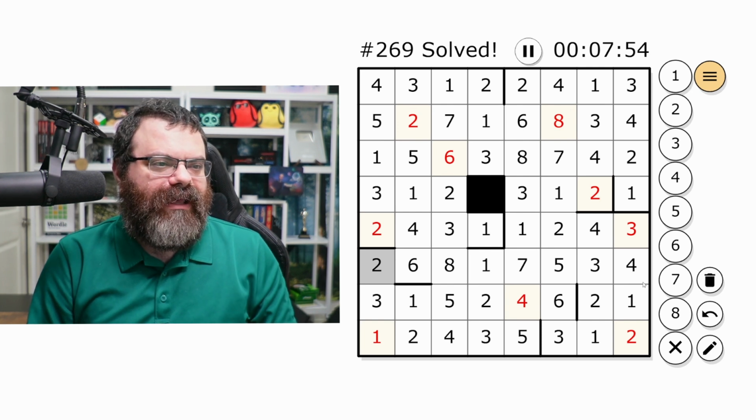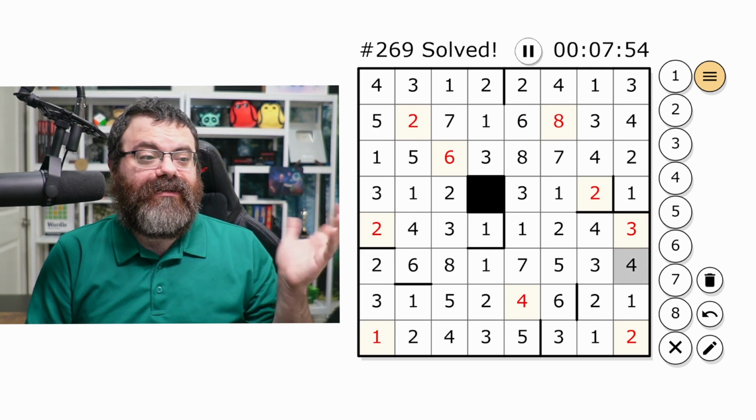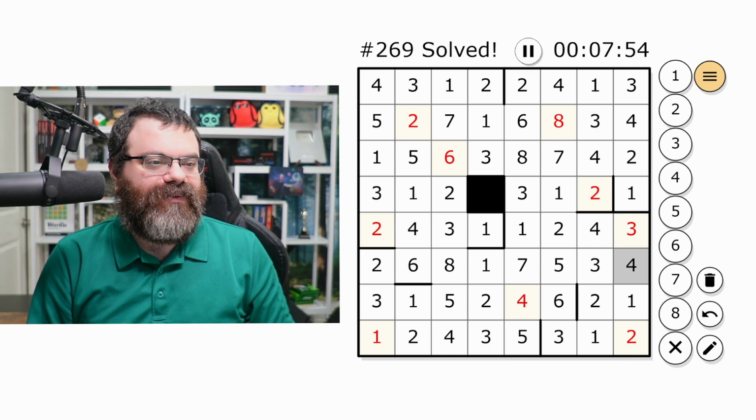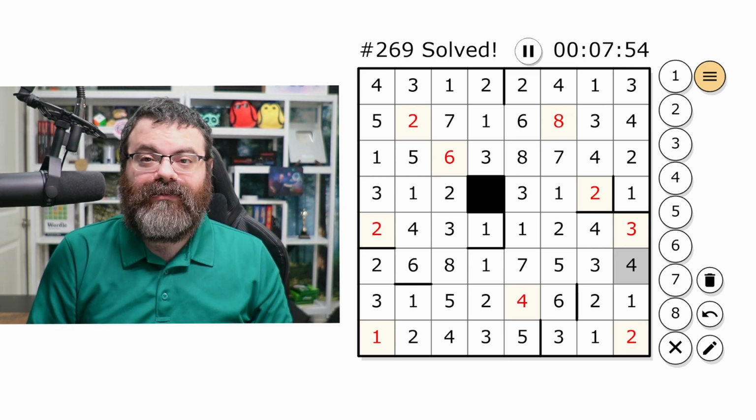So cool. Well, this was a neat puzzle. Really nice demonstration of that and how that can speed up your solves. I hope this was helpful. And how'd you do?